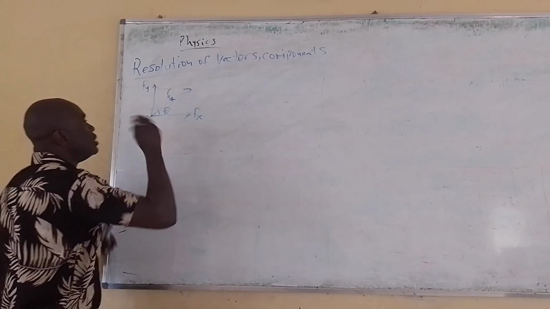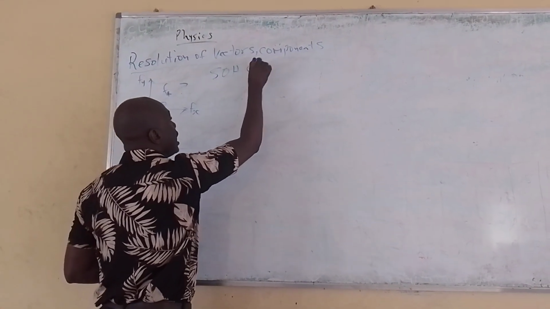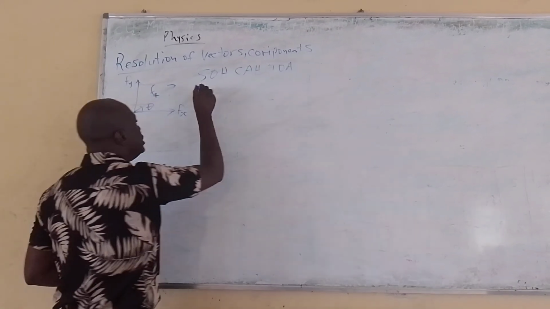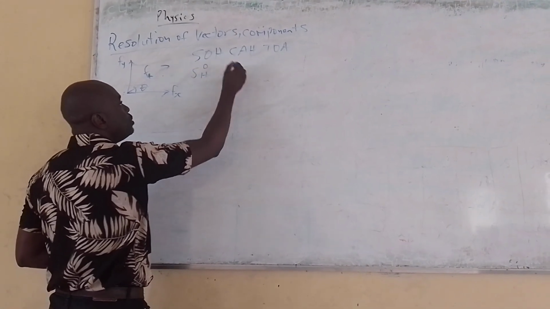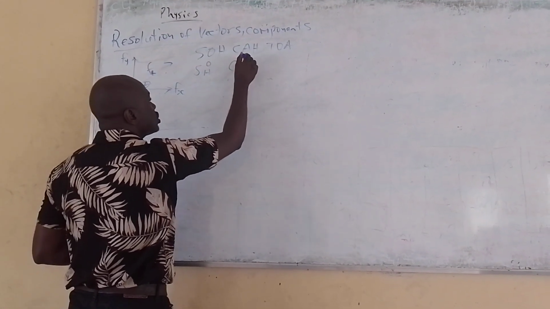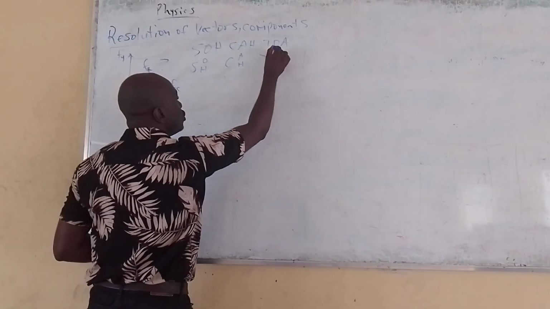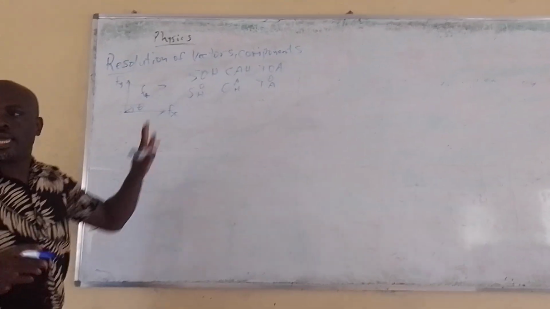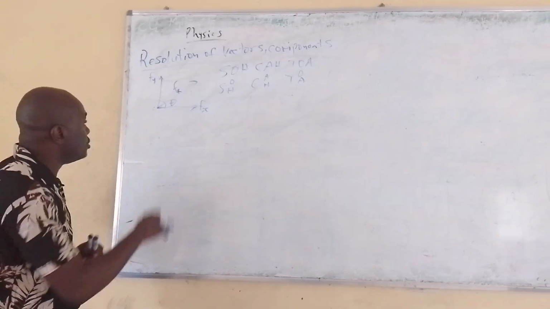To resolve this into components, we have to use an acronym known as SOHCAHTOA, okay? Sine is opposite over hypotenuse, cos theta is adjacent over hypotenuse, and tan is what? Opposite over adjacent. These are the key things you will use to resolve the vectors. Know it is an acronym, okay?